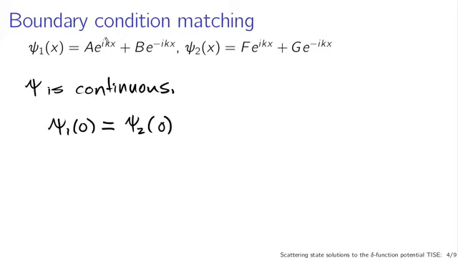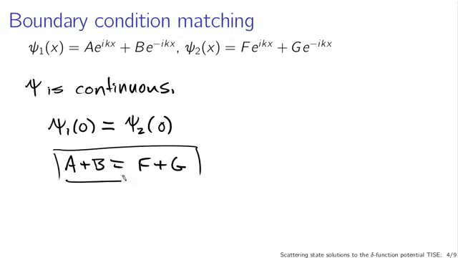If I substitute 0 in for x in these exponentials, what I end up with is reasonably straightforward: A plus B equals F plus G. That's the result of our continuity boundary condition. And it helps, but it doesn't help all that much. We only get a single equation out of this, so we need to do more.